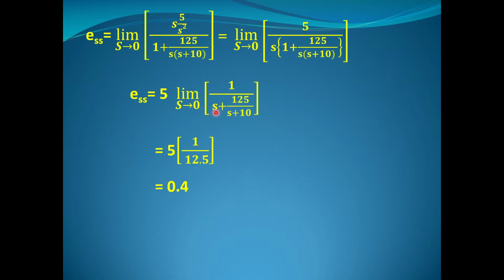Now substitute the S limit. Here this will become 0, this will become 0. So what is left over? 1 divided by 125 by 10. So 1 divided by 125 by 10 means 1 divided by 12.5. Here 5 is there. So 5 into 1 divided by 12.5. So what you get is steady state error as 0.4.